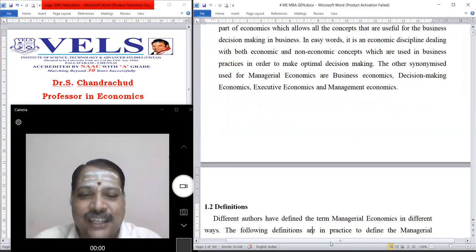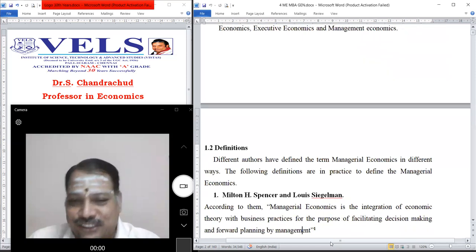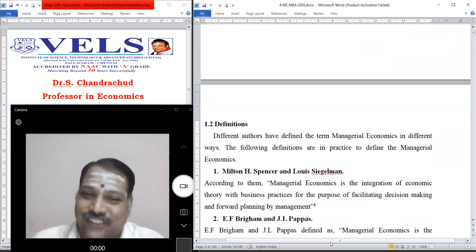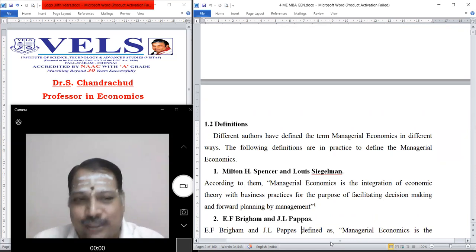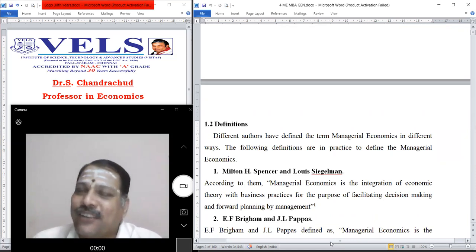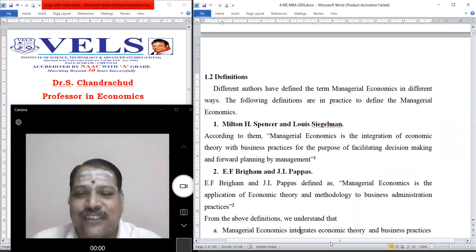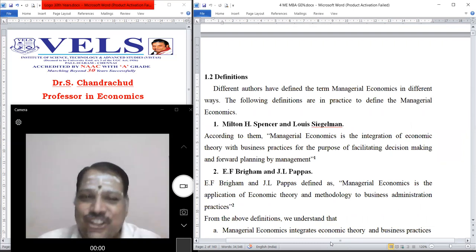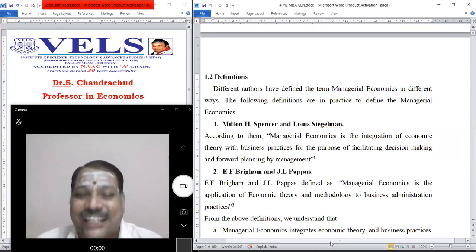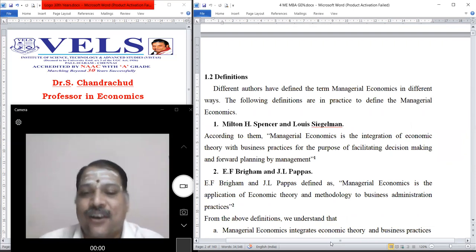Let us move to the first topic, that is definition. Different authors have defined the term managerial economics in different ways. The following are some of the definitions for managerial economics. Here we are giving two definitions, one by Milton H. Spencer and Louis Siegelman. According to them, managerial economics is an integration of economic theory with business practices for the purpose of decision making and forward planning by the management.